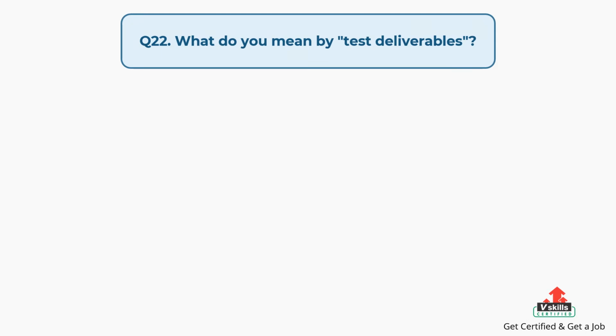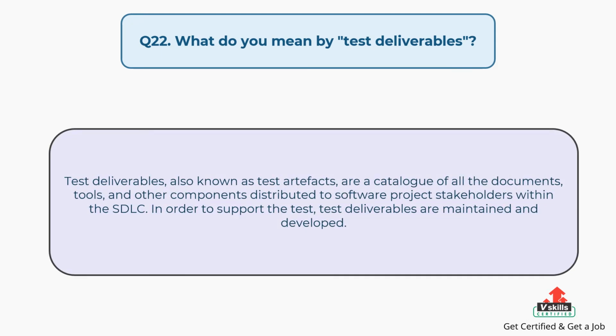Question number 22. What do you mean by test deliverables? The answer is: test deliverables, also known as test artifacts, are a catalog of all the documents, tools, and other components distributed to software project stakeholders within the STLC. In order to support the testing, test deliverables are maintained and developed.